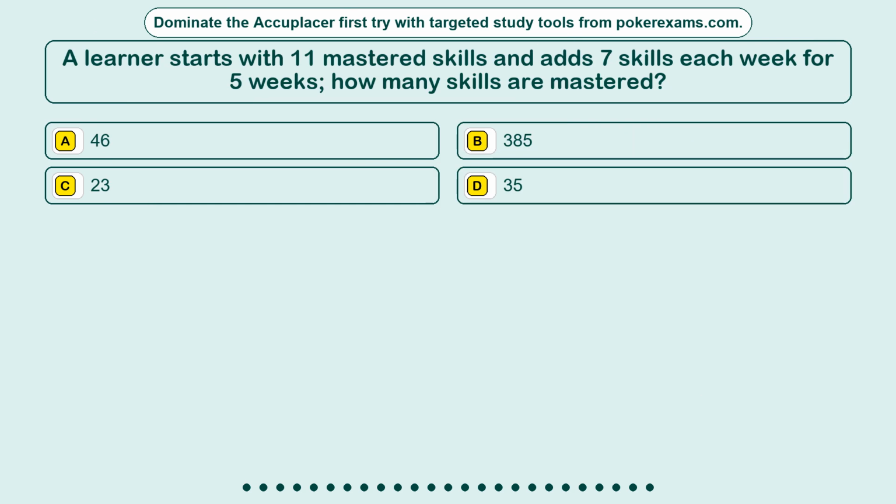Question 8. A learner starts with 11 mastered skills and adds 7 skills each week for 5 weeks. How many skills are mastered? Option A, 46. Option B, 385. Option C, 23. Option D, 35.